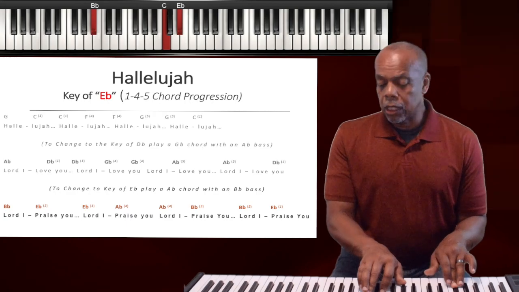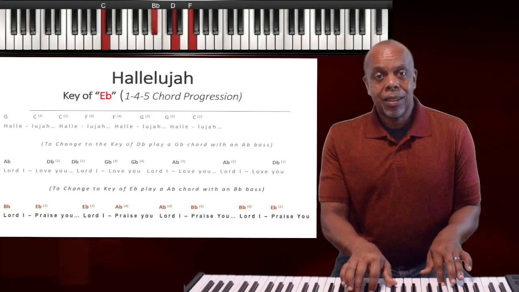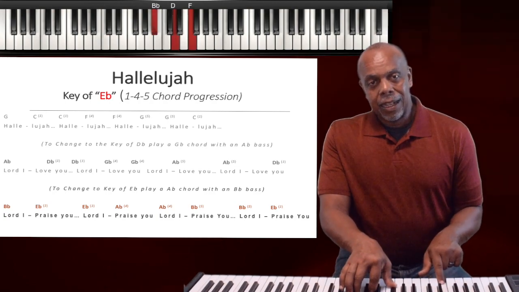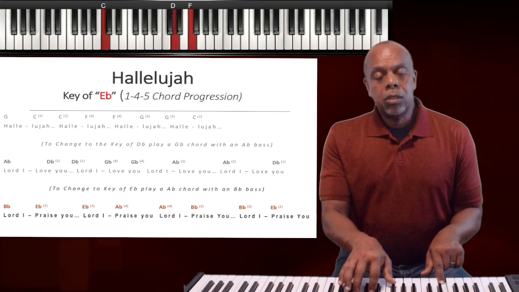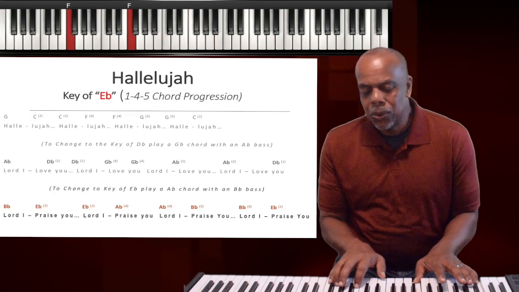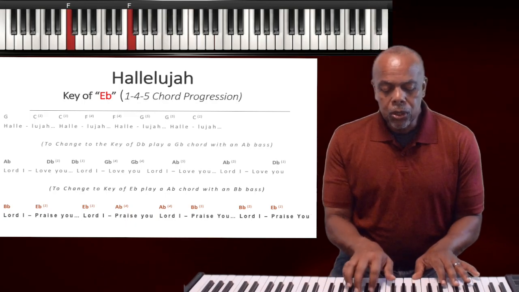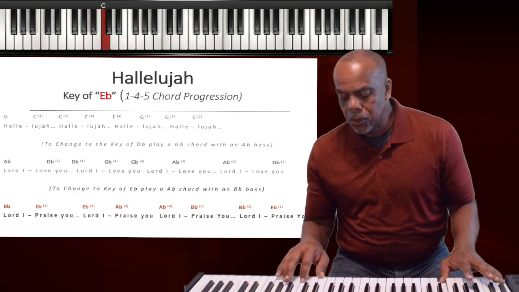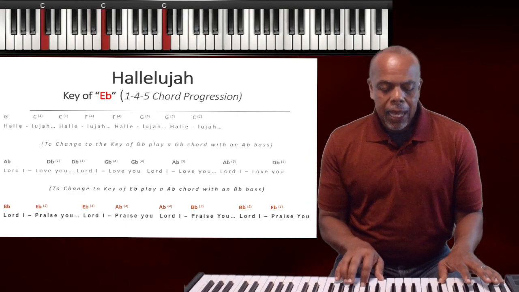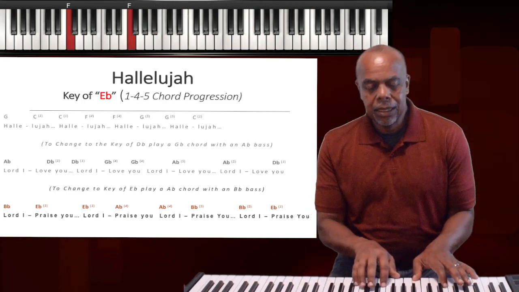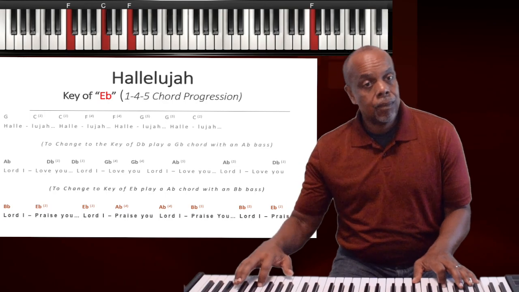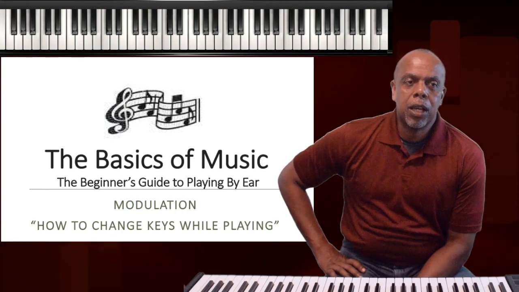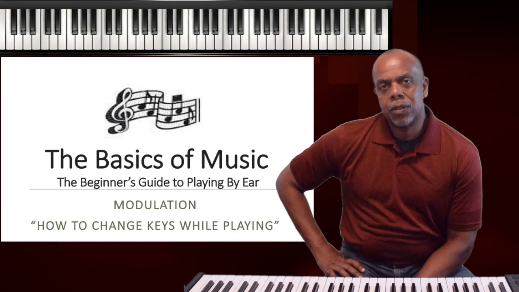Now, we can keep going with this. Let's say if I want to go to the key of F. See what I did there? I played the 4 in the key of F, which is a B flat. And I put the 5 note, C, in the bass. There you have it. How to modulate. How to modulate, and it's based on 4 pretty basic chords. The 1, the 4, the 5.